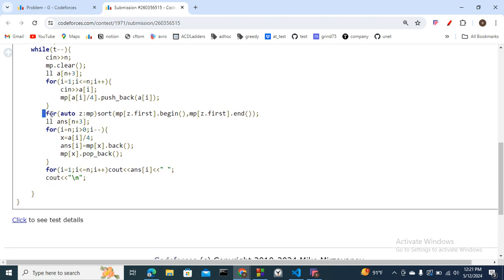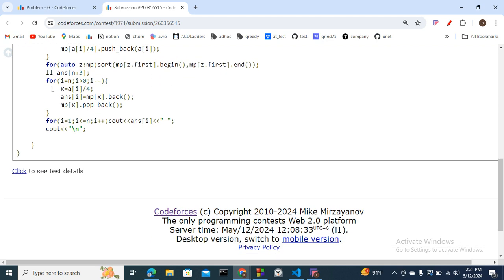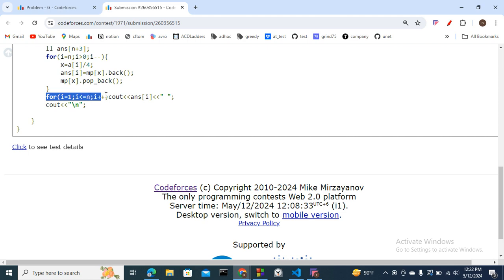Now we are sorting all the vectors. Then we traverse backward, accessing each element and finding its group. The group is stored in x. We store the last element of that vector in the answer and delete that last element. Then we print the answer array.